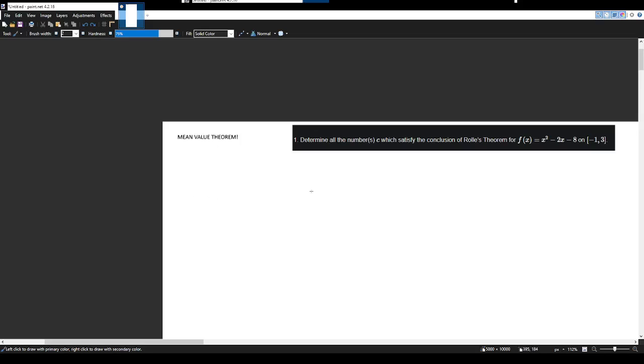So the mean value theorem is the one that says if you have a point A and a point B, and you have a smooth curve, something like this. If you draw a straight line from point A to point B, then if the curve is differentiable and continuous, there is a point where the slope of the tangent line is equal to the slope of the line between the 2 points.